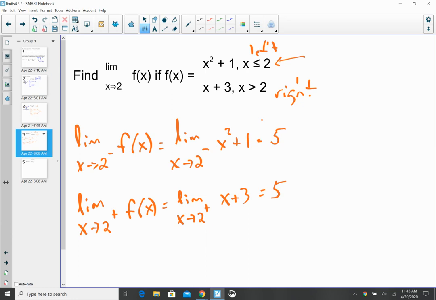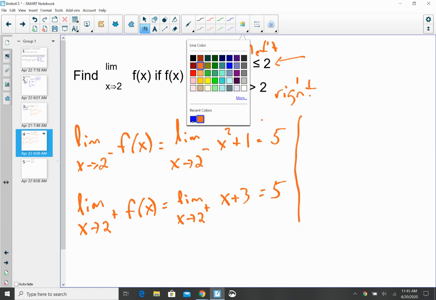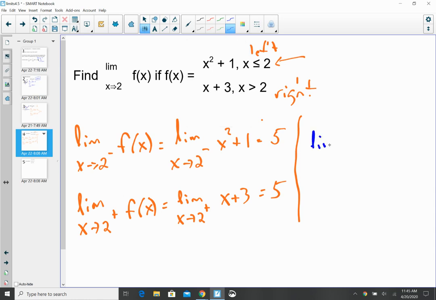So that means the answer to my initial question, the one that started it all, the limit as x approaches 2 from both sides is 5. And obviously, if these numbers were different, that's where we'd have does not exist.